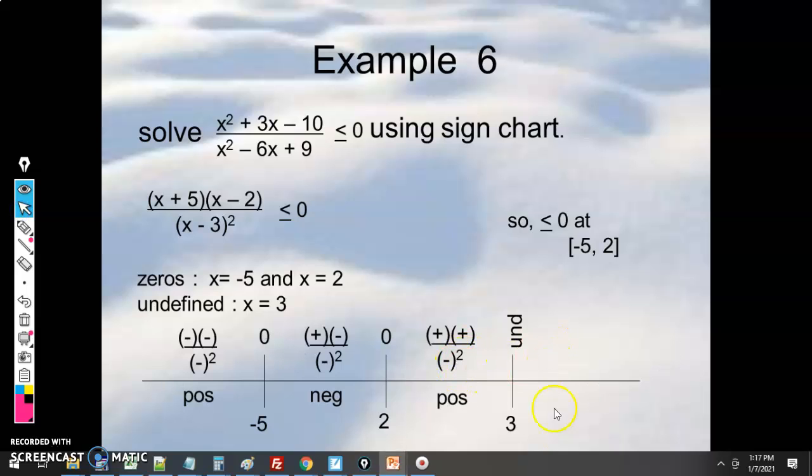Lastly, it's going to be all positives when I substitute here, so it's going to be positive as well. So where is it less than or equal to 0? Well, it's just between negative 5 and 2. And notice I use the brackets because it's less than or equal to, and strictly less than or equal to.